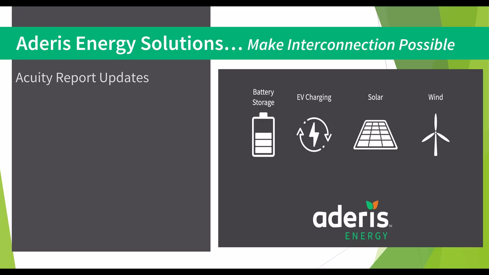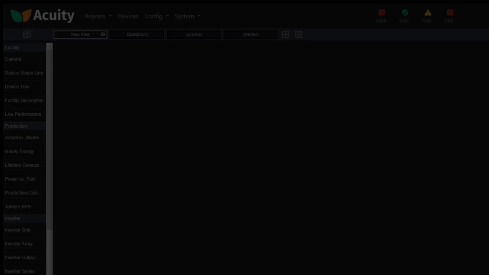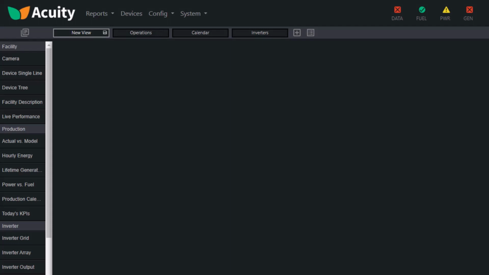Hi, we are thrilled to introduce you to some exciting updates that will improve your reporting experience. Some of the new features are autosave, control over who can access and edit reports, user self-subscription, and no-code APIs. Don't forget to enable the auto-update feature in Acuity at any time. Click on System, then Resources.